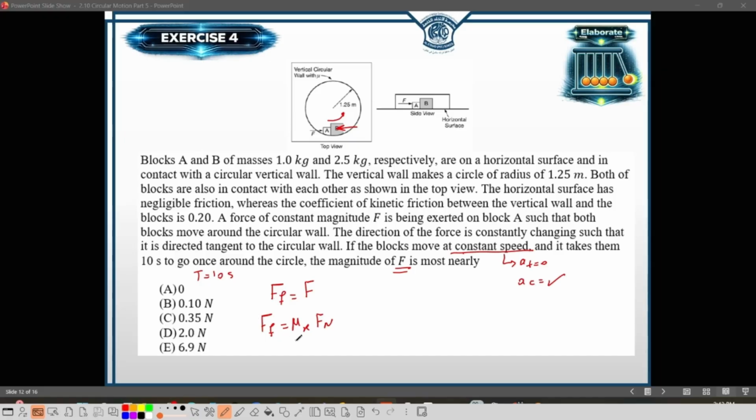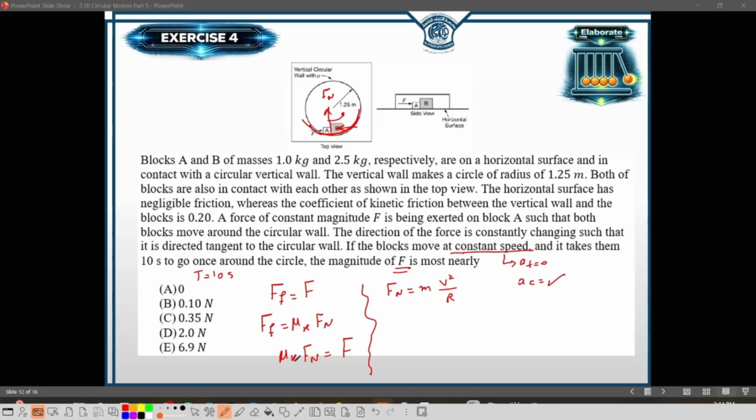So back again, let's substitute this in the equation. Mu k times Fn is equal to the force F. Now we still need to find the normal push. The normal push is the force exerted from the vertical wall on the two bodies. And this normal push is found to be inward, which means the normal push is promoted to be centripetal force, and we can write it as mv squared over r.